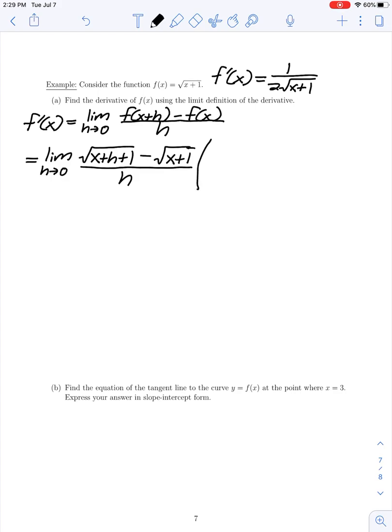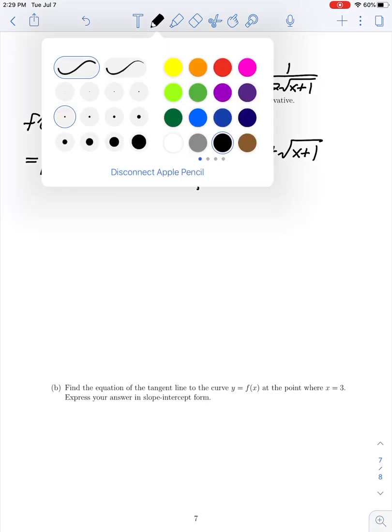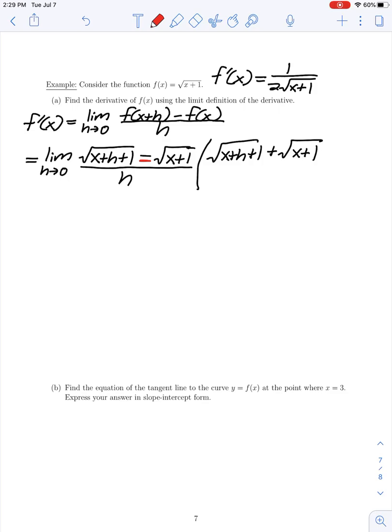but instead we can rationalize the numerator by multiplying by the square root of x plus h plus 1 plus the square root of x plus 1. So I take the same expression that I had for my numerator, but I change this negative to a positive. And if I multiply the numerator by that quantity, I must also multiply the denominator by that same quantity.